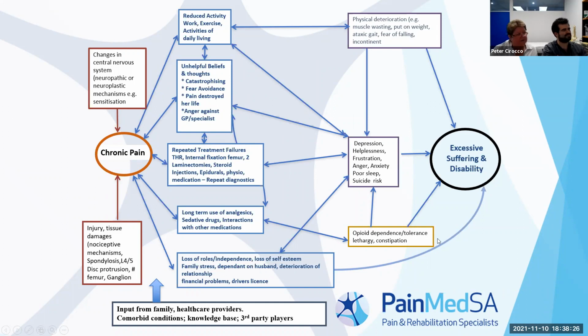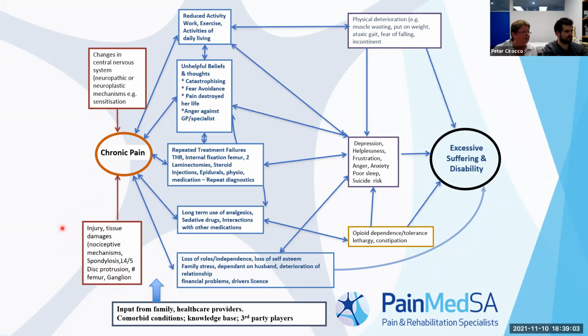I use this as a template with patients that come in, and it's a way in which you can explain to them visually about how chronic pain presents and how you can manage it. So, at some time in Carol's life earlier on, Carol had an injury that resulted in some nociceptive mechanism. She had spondylosis, disc protrusion, fractured femur, and ganglion. All of these things happened some time ago, and they all healed.